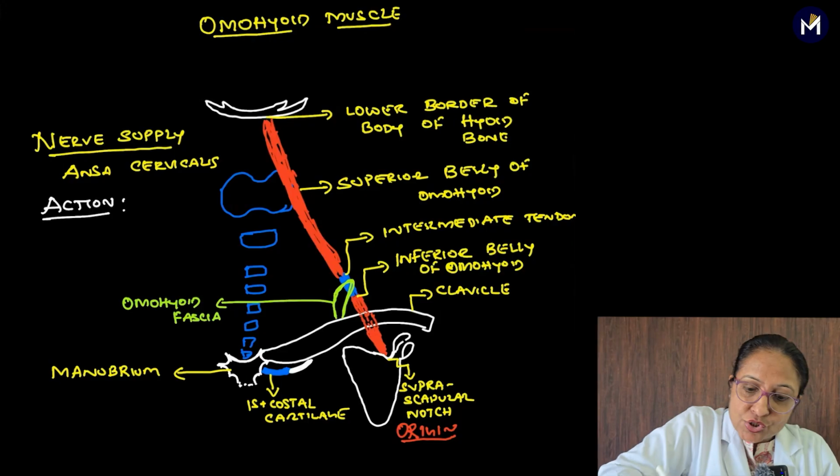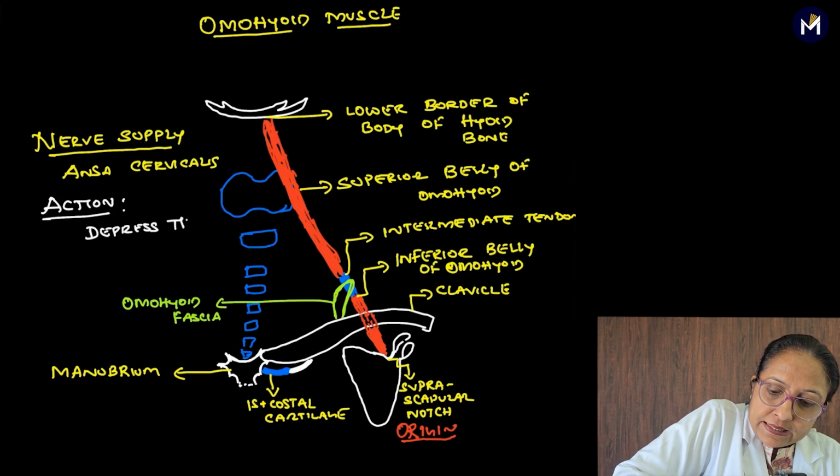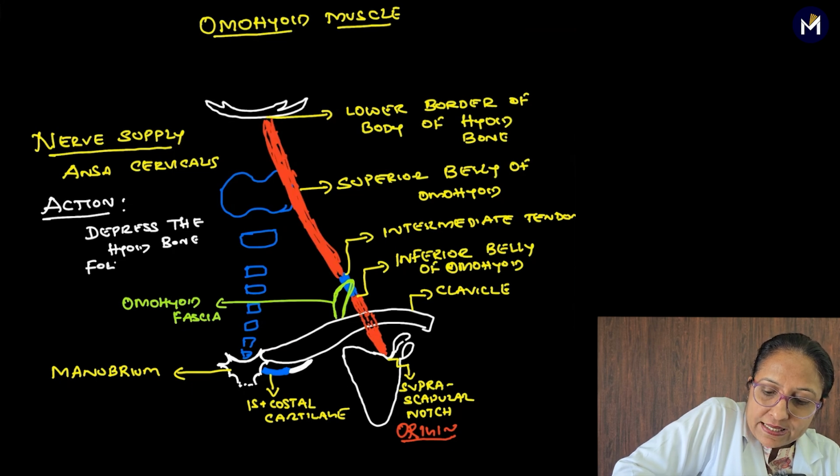And then comes the action. So like any other infrahyoid muscle, omohyoid also helps to depress the hyoid bone following its elevation during swallowing. So it depresses the hyoid bone following its elevation during swallowing.